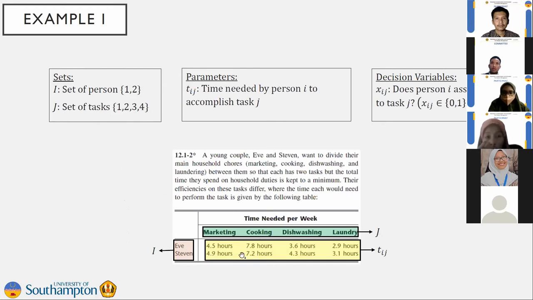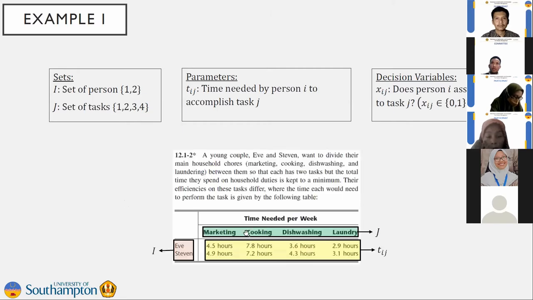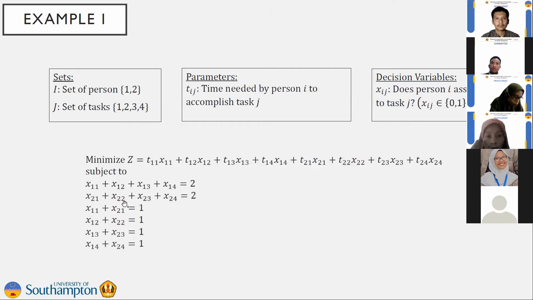Let's say Ify is cooking, then Stephen should not do the cooking task. Otherwise, all the tasks will not be able to be completed in time. So there should be no overlapping in the conduct of the task itself. The third constraint function, let's say one is marketing. Marketing should be done by one person.